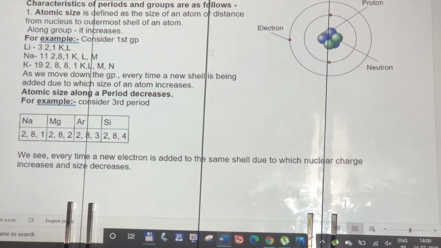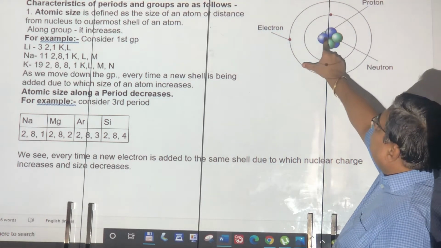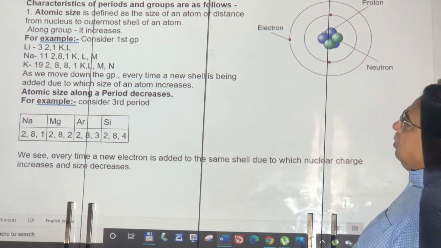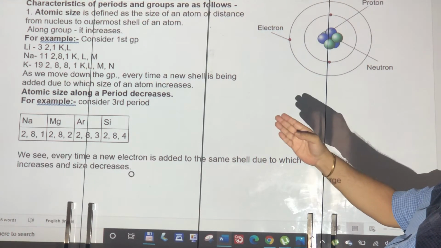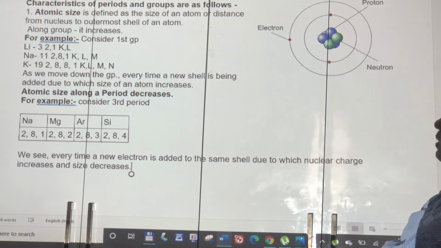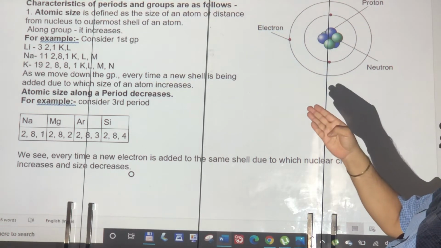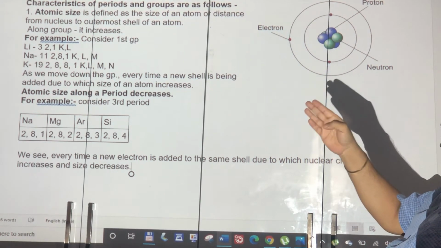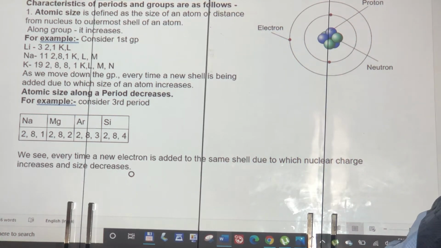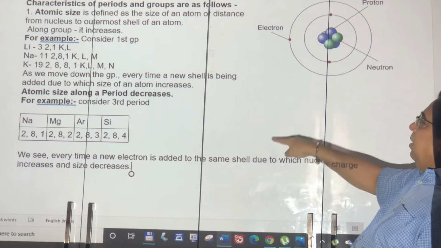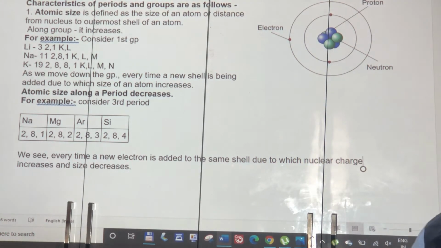What are the characteristics of periods and groups, what are the trends? Atomic size. Atomic size is the size of the atom, or the distance of the nucleus from the outermost shell. Along the group, size increases. Okay, for example, lithium and potassium, we have examples like that, because lithium is atomic number 3, with 2 electrons in the first shell and 1 electron in the second shell. Shells are named K, L, M, N, etc. because they are in German.